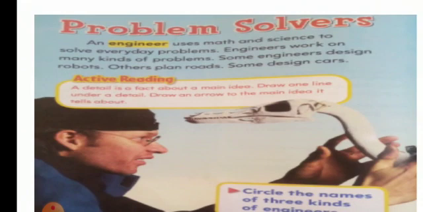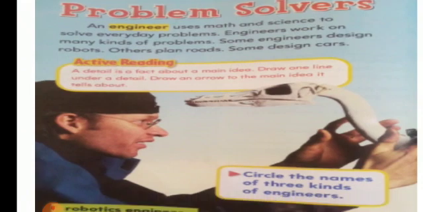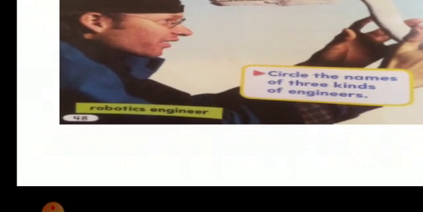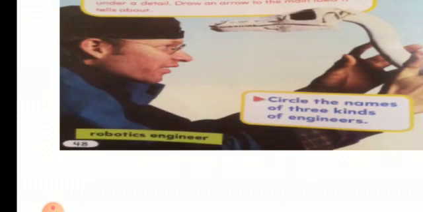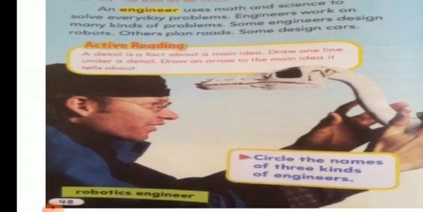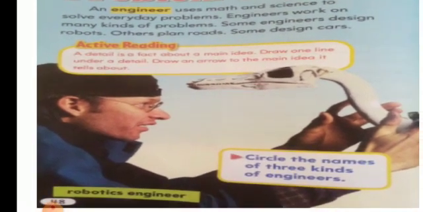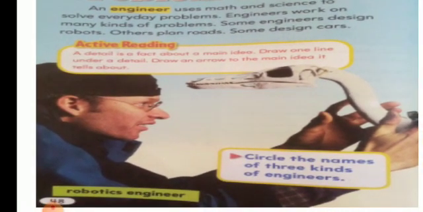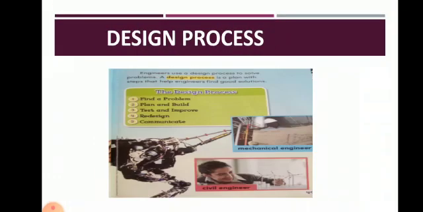And also, we have many kinds of engineering. Here are some examples. Number 1 is the robotic engineer. What do you mean by robotic engineers? Robotic engineers are those engineers who make the robot. Do you know the robot? Of course you do. So those who make the robot, we call them robotic engineers.